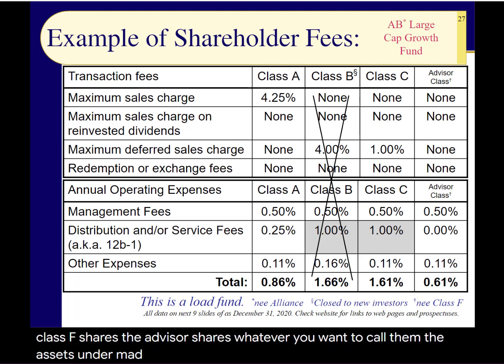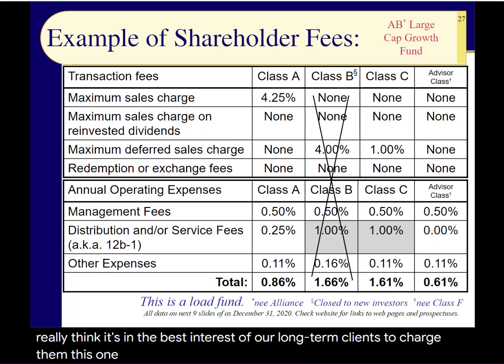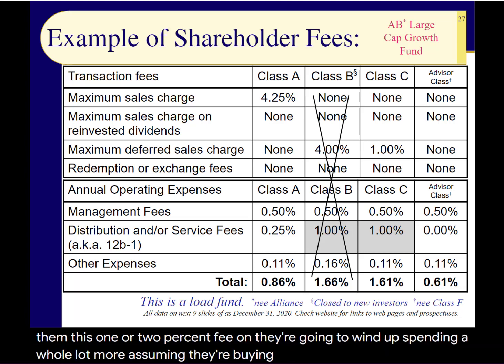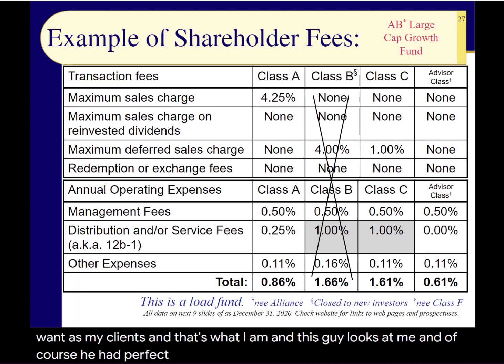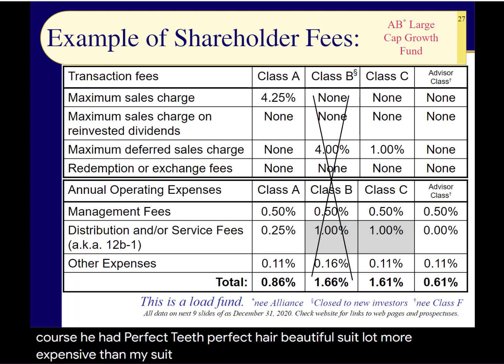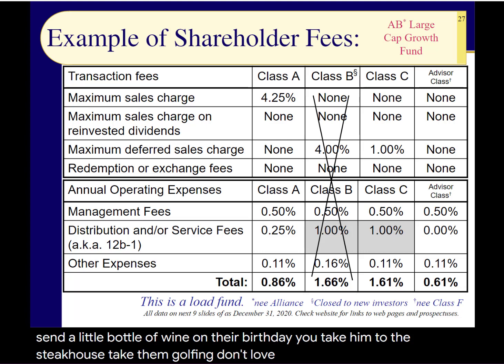the assets under management model. And I remarked, I said, I don't really think it's in the best interest of our long-term clients to charge them this 1 or 2% fee. They're going to wind up spending a whole lot more, assuming they're buy and hold investors, which is what I want as my clients, and that's what I am. And this guy looks at me, and of course he had perfect teeth, perfect hair, beautiful suit, a lot more expensive than my suit. And he said, "What are you worried about? You send them a bottle of wine on their birthday, you take them to the steakhouse, take them golfing. They'll love you."